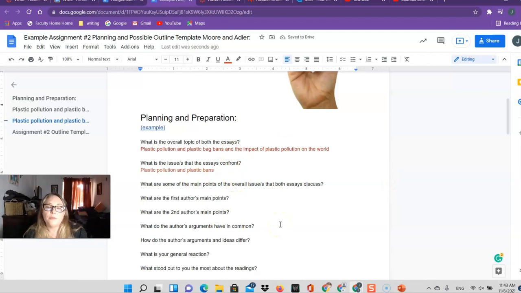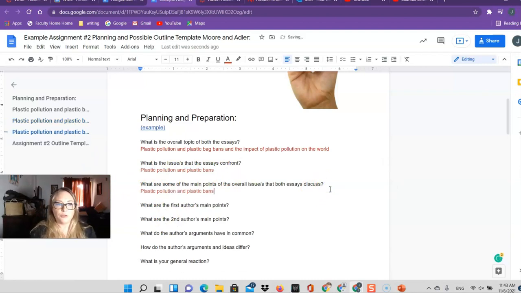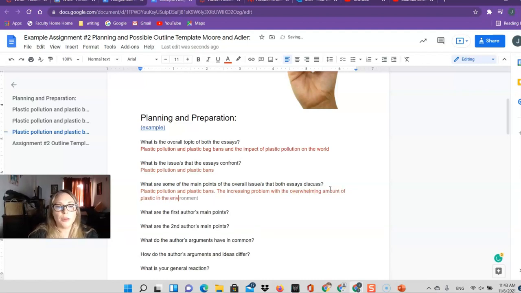Okay, so what are some of the main points and overall issues that both essays discuss? Well, when we look at it, I'm going to copy this again. Both of them do talk about plastic pollution, and they talk about plastic bag bans. They talk about the increasing problem with the overwhelming amount of plastic in the environment and the oceans. I think both of them do talk about the oceans.